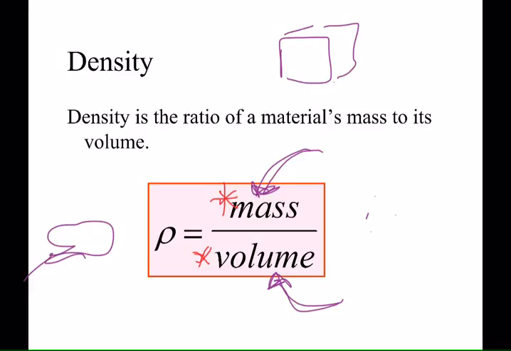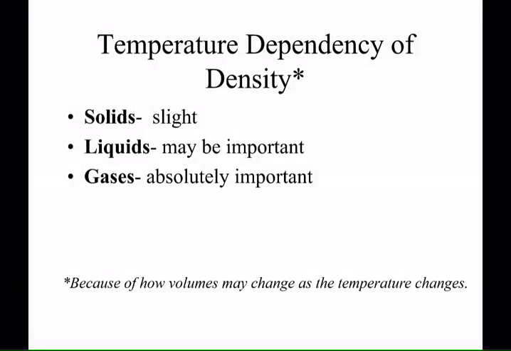Some people learn a capital D for representing density, but in physical science, what I learned is the Greek letter rho. For a rho, I go like that. It looks like a P. That means density. So that's how we do it, and that's what it means.